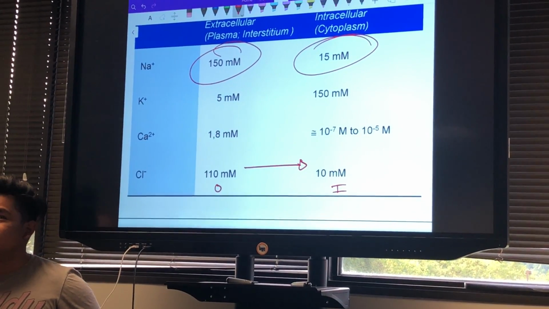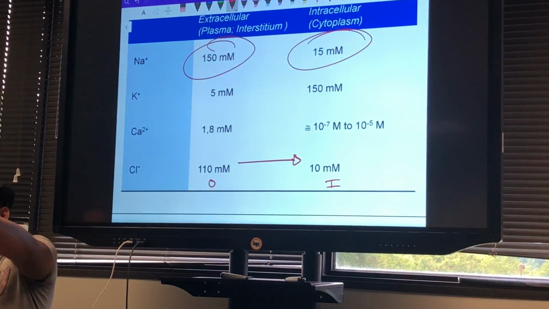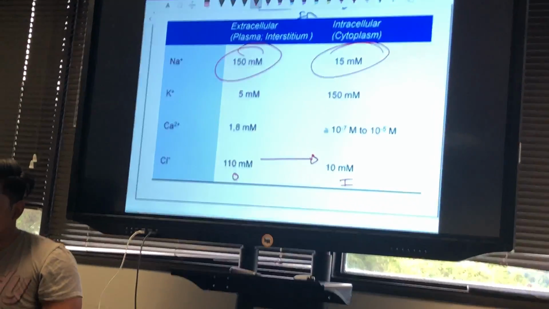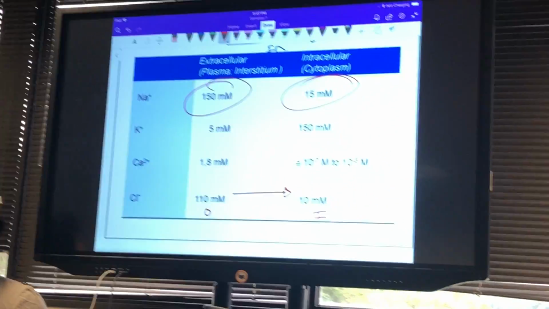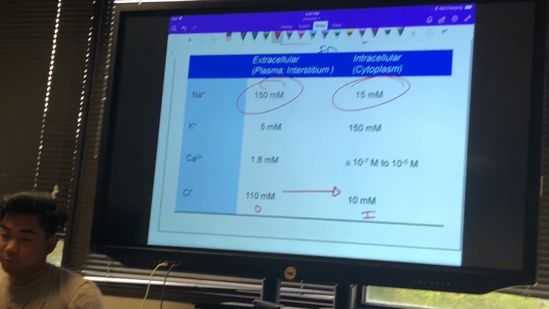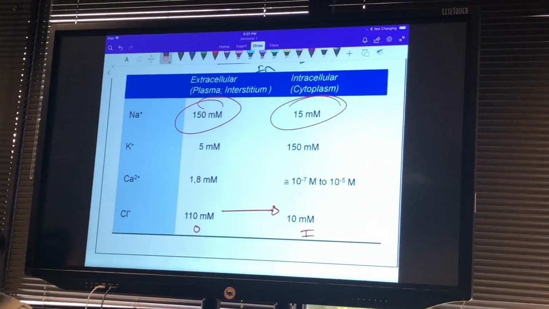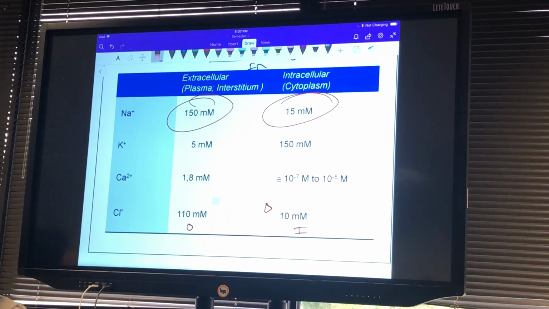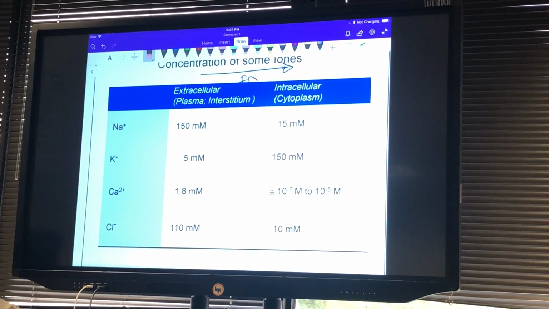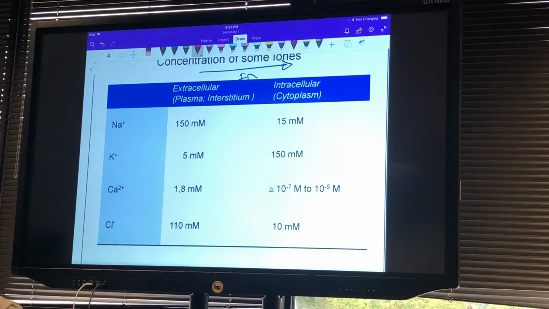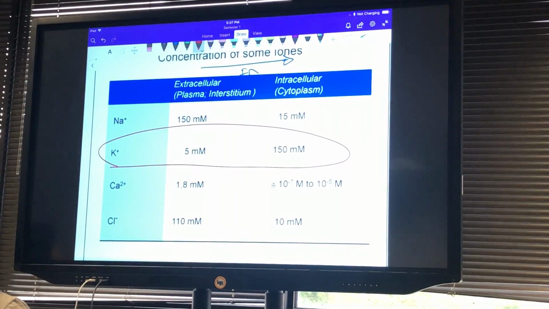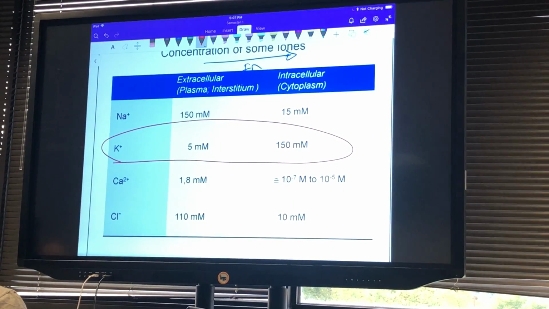Do you understand? Yeah, I understand it now. So for the top one, it'll be positive, because a positive ion is going into the cell. Do we have to memorize these numbers? No, he'll give it to you. How about for potassium? It's moving out, so it's going to become more negative. Yep, more negative.